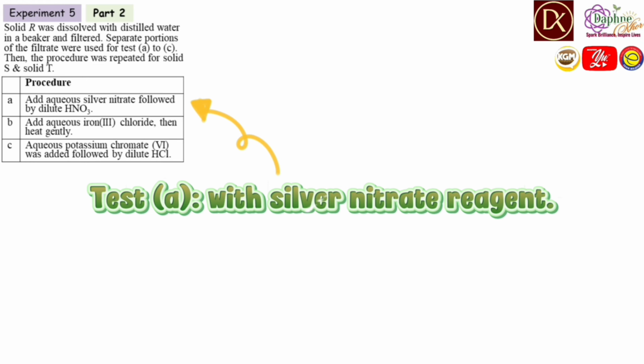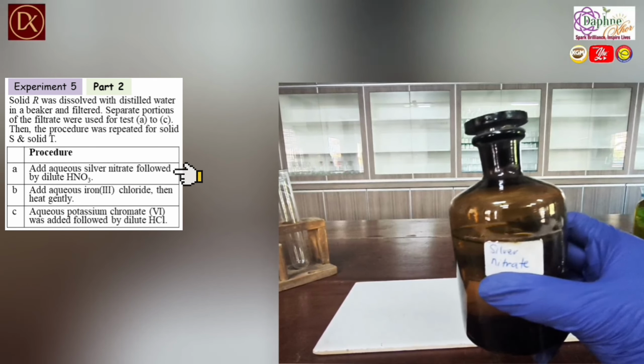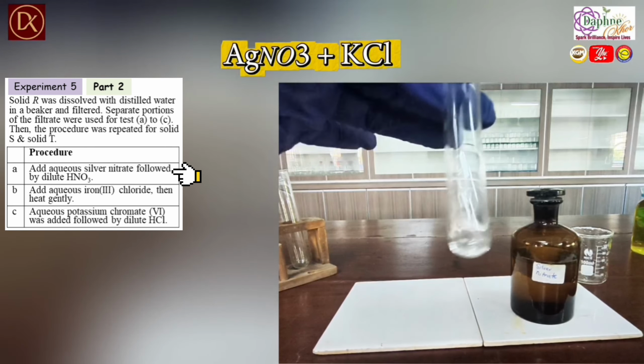For test 2A, using silver nitrate. Now, let's start with the salt of potassium chloride.